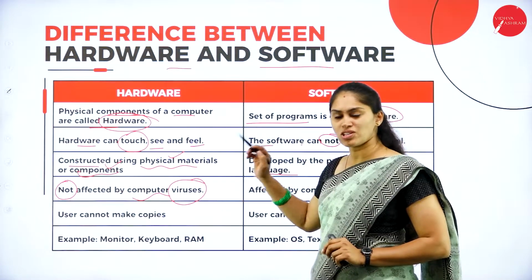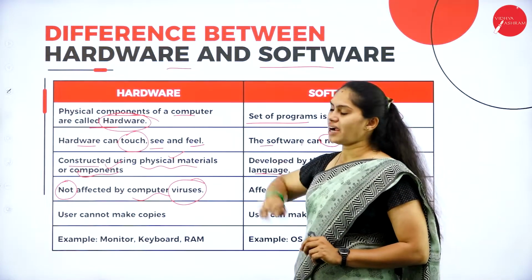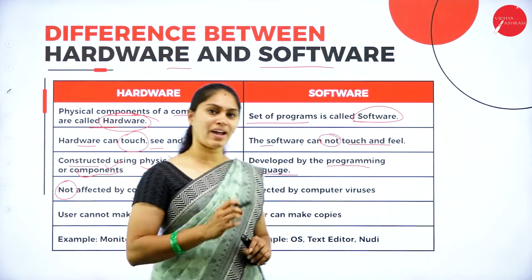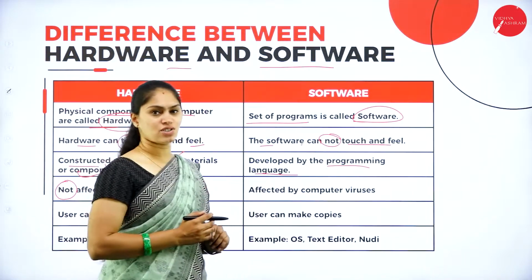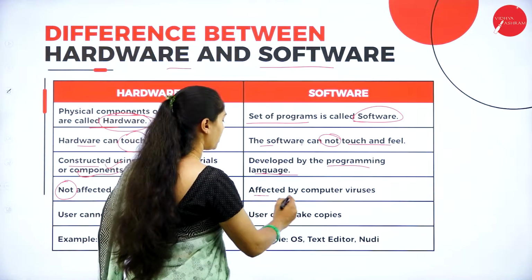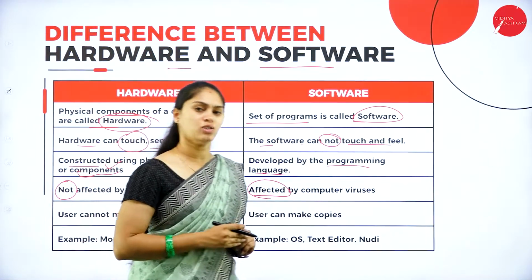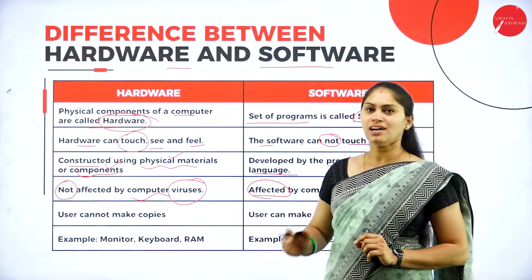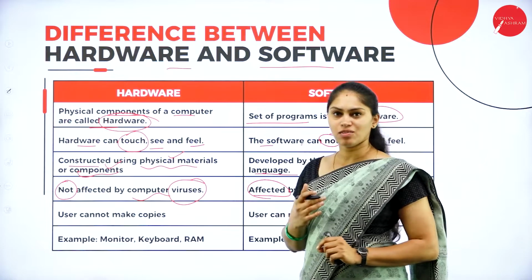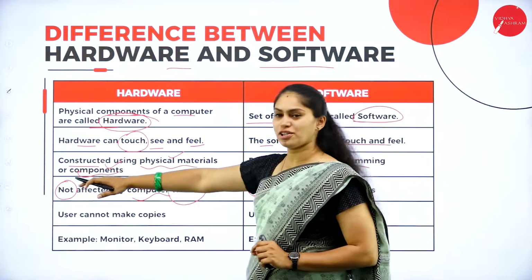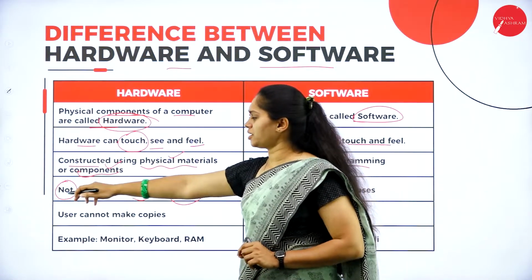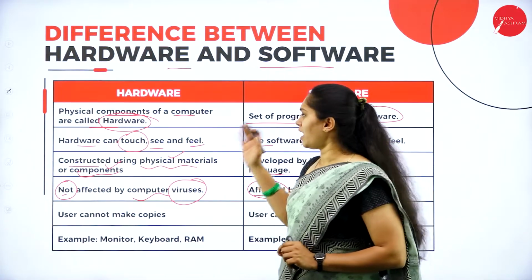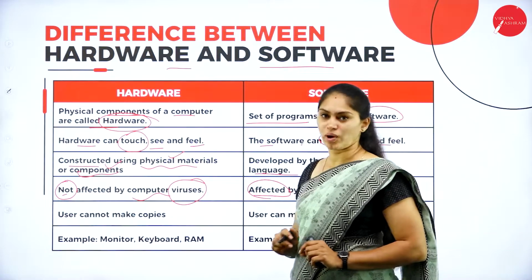So what is a virus? Software. That's why hardware is not going to be affected by the virus, and the virus is going to affect the software. That's why software is affected by computer viruses, which are malware, a function which is not necessary for the computer. Then we are calling it a virus. So hardware is not going to be affected by the virus, but software is more prone to attack by these viruses.